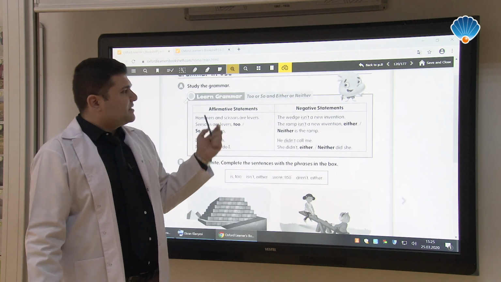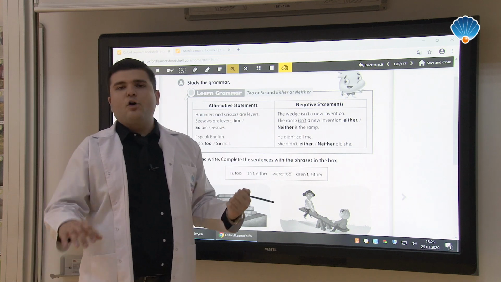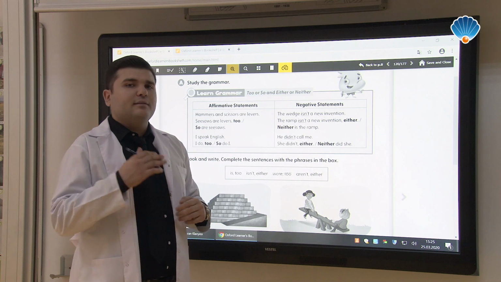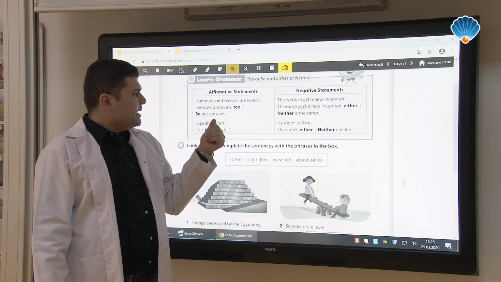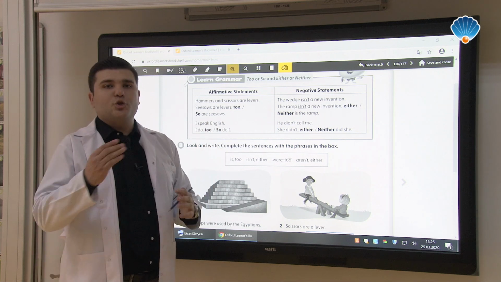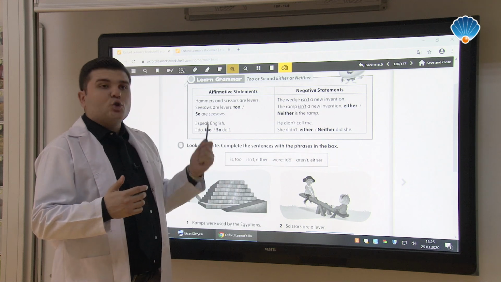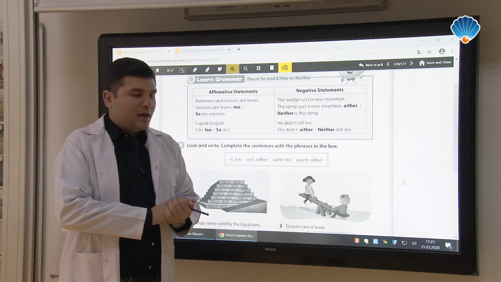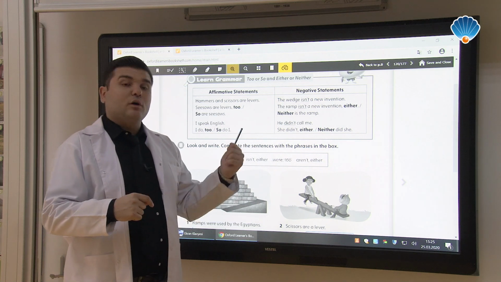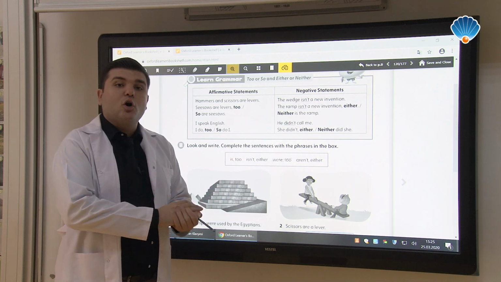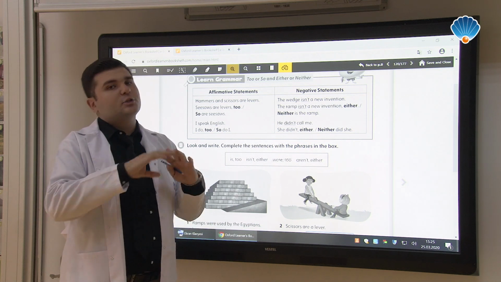So it says, study grammar. So to or so, and either or neither. We have 4 different words here. So, hammers and scissors are levers. Seesaws are levers too. So you have already known what is to. So is actually the same thing. But for this sentence, if you want to use so, you have to put so in the beginning of the sentence because this is a rule, okay?